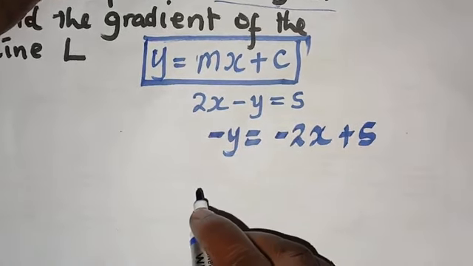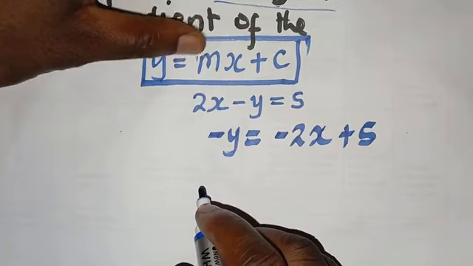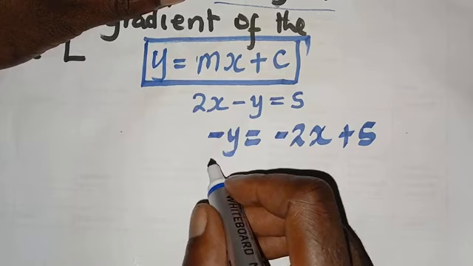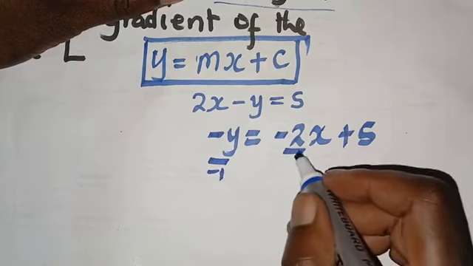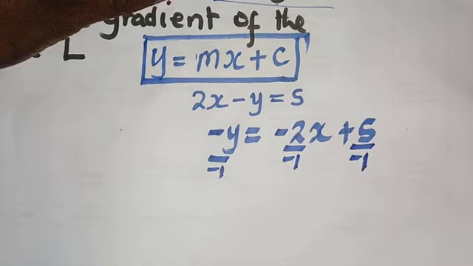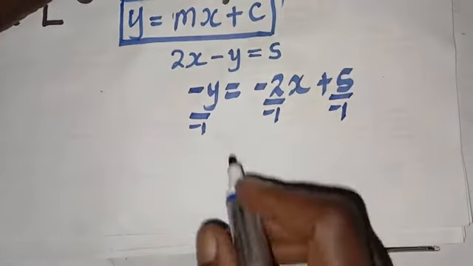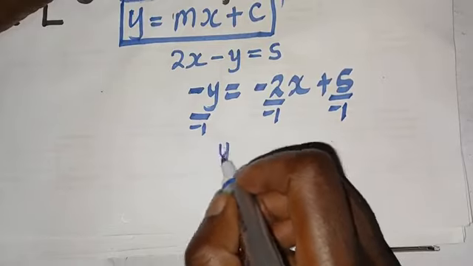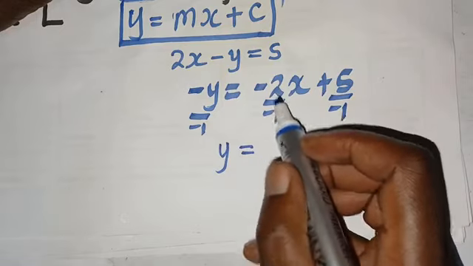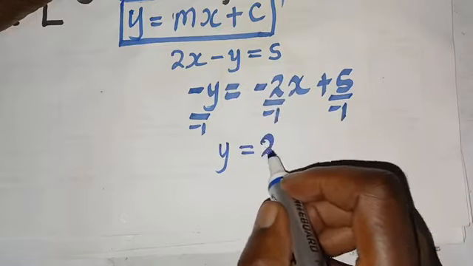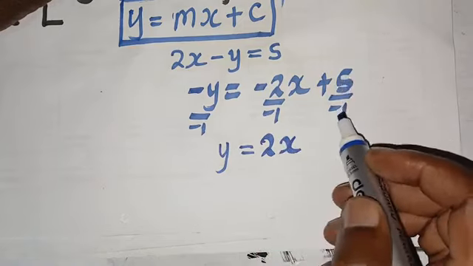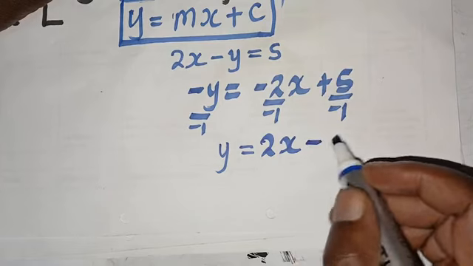I hope we are together so far. Remember, I've said we need to write the equation in this form. So we will be dividing both sides by -1. Once we have done that, here we are going to remain with y is equals to -2 divided by -1. This is going to give us 2x. This is positive 5 divided by -1. This is going to give us a minus 5.